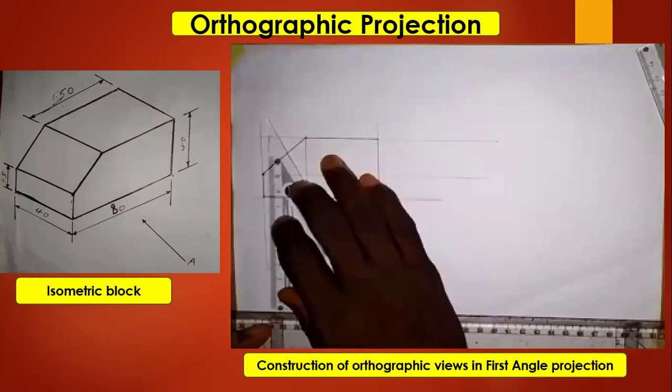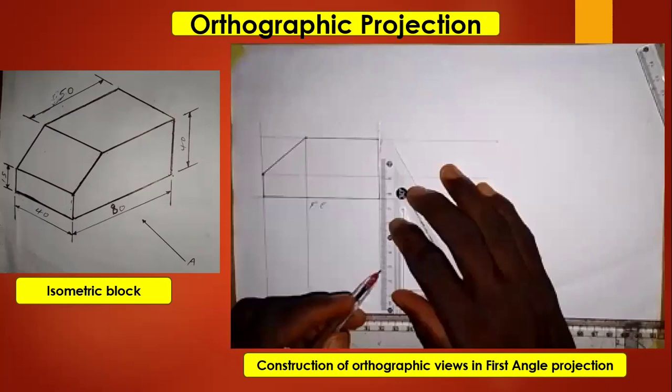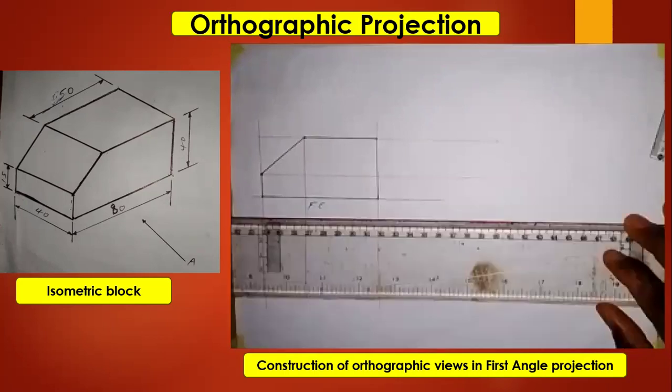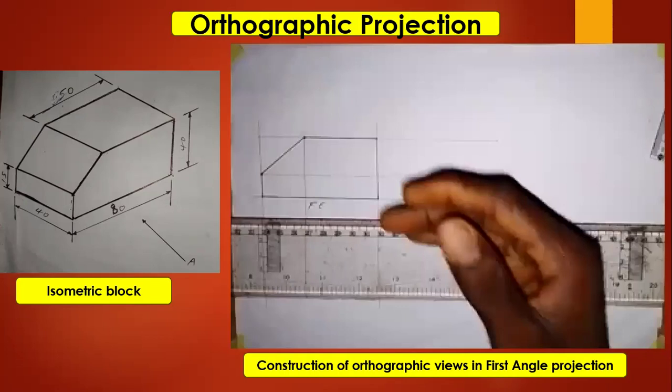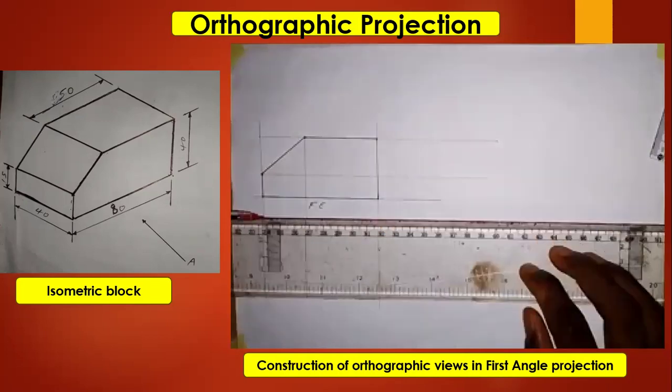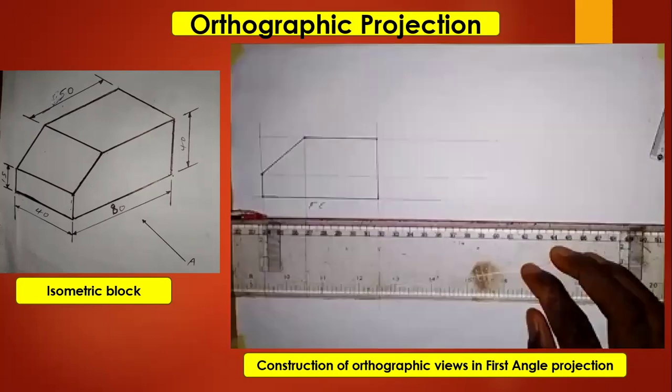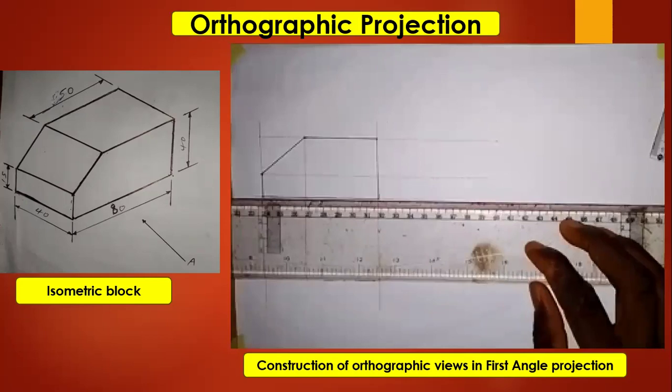Also, I will extend this line a bit and also extend this a little bit. Now, we need to separate the front elevation from the plan or the top view. That means we have to create a little distance or a little space in between the two views. So I'll move a little bit away from the front elevation and draw a horizontal line, any distance that you like. Just make sure you separate them so that you will be able to see them separately.